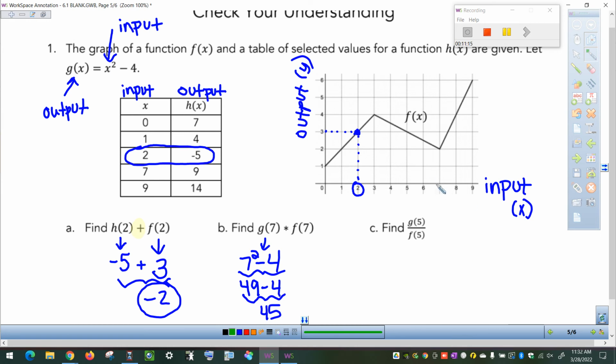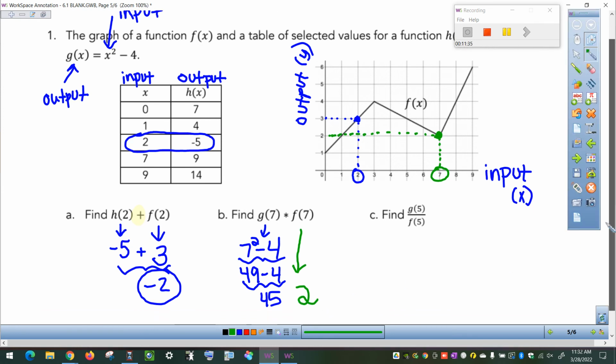All right, so 7 is the input now. We're going to find 7 where the inputs are, on the x-axis. We go up to our graph and find our point. Notice how the output, we go all the way over to the side, is 2. I'm just going to put a little arrow so I can put it next to that 45. f of 7 equals 2.